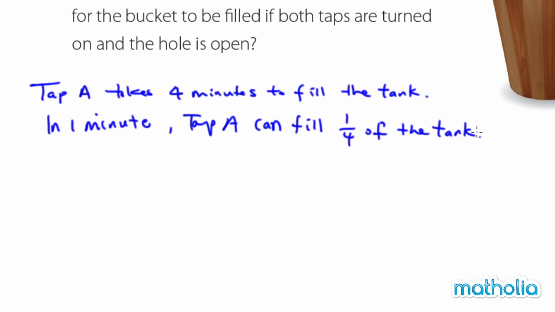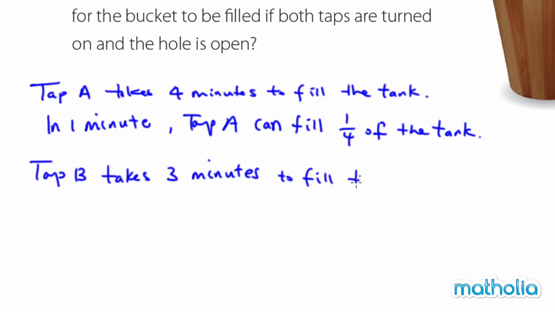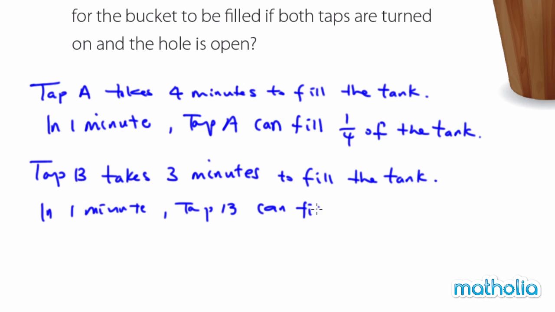Similarly, tap B takes 3 minutes to fill the tank. So, keyword in 1 minute, tap B can fill 1/3 of the tank.